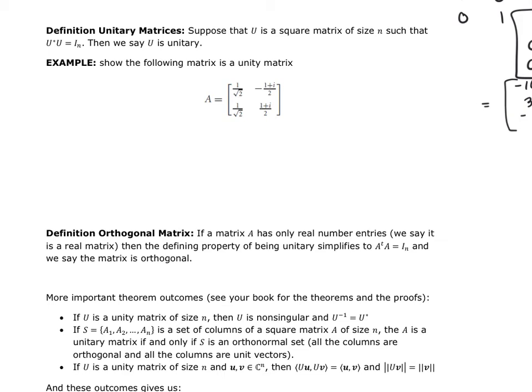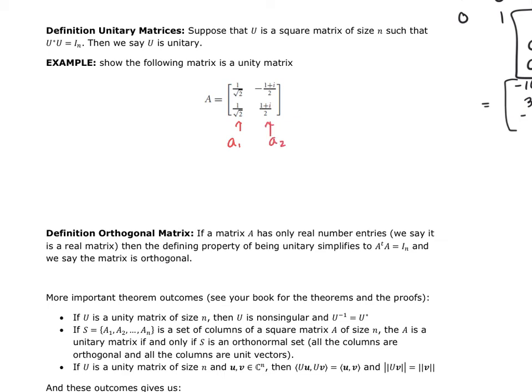Now let's actually go back to this example right here, and we're trying to show that this is a unitary matrix. What I'm going to do is consider my first column. I'm going to call this A sub 1, and I'm going to call my second column, these are columns, A sub 2.